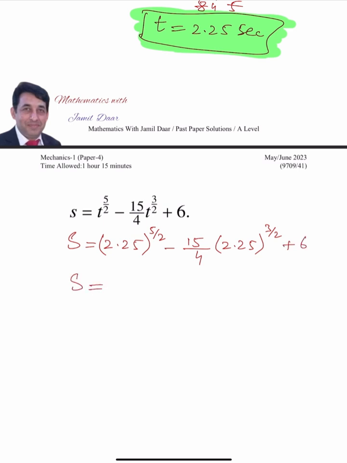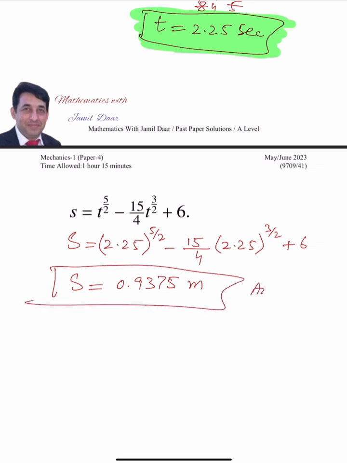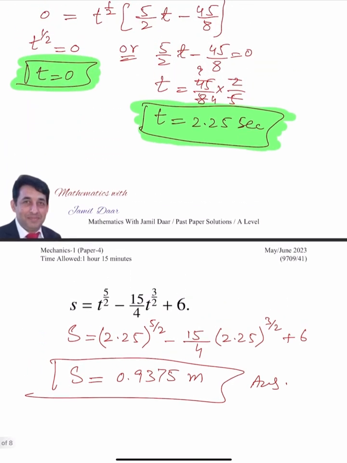So S is equal to, using the calculator, you'll find out that S is equal to 0.9375 meters. So this is your answer. This was the distance when the particle was at rest.